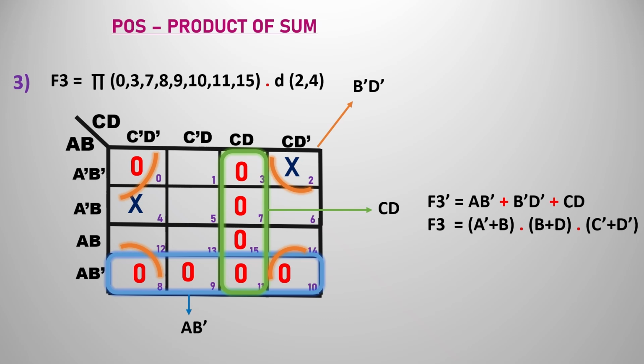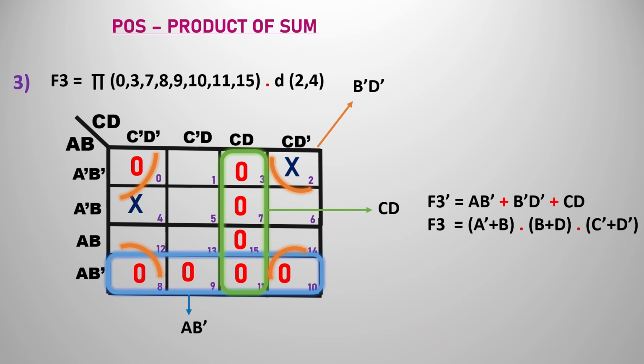We can make a corner grouping, and we can make a group of 4 as that 8, 9, 11, 10, and we can make another group of 4. So here we are getting three output expressions, that is of 4 elements of 3, 3. So the output expression would be F3 bar, because this is POS, not SOP. That is A B bar, B bar D plus C D.